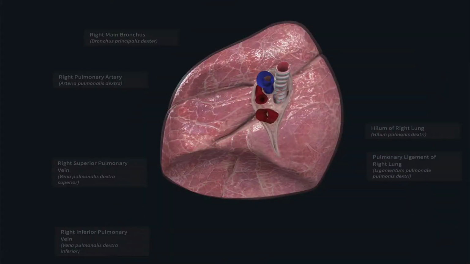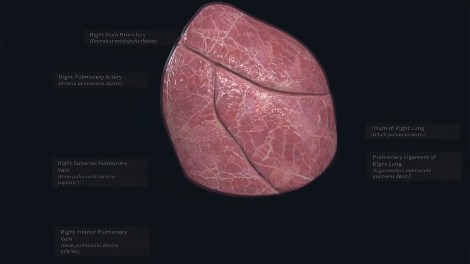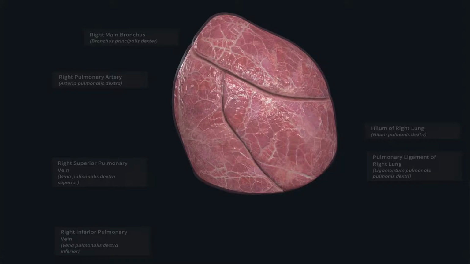So I'm going to turn the lung first to look at it from its lateral side, and reposition it here. The left lung had 2 lobes, while the right lung has 3 lobes. We can see up here is the superior lobe, here's the middle lobe, and here's the inferior lobe. Because it has 3 lobes, it now has 2 fissures compared to the left lung, which only had 1 fissure. So we have a horizontal fissure and an oblique fissure.